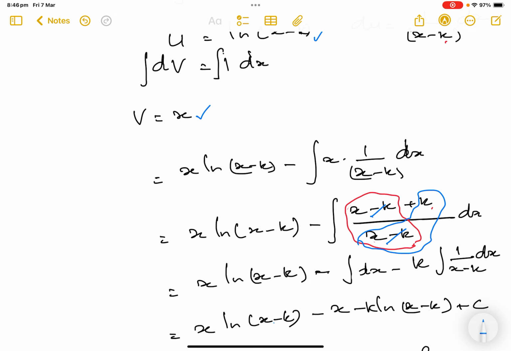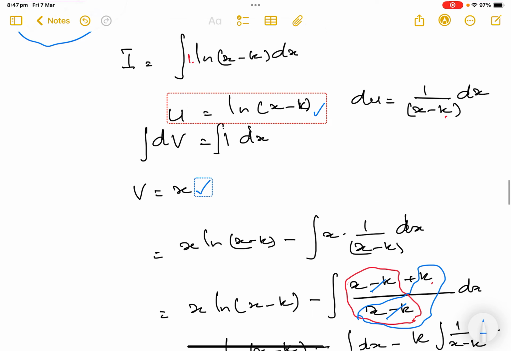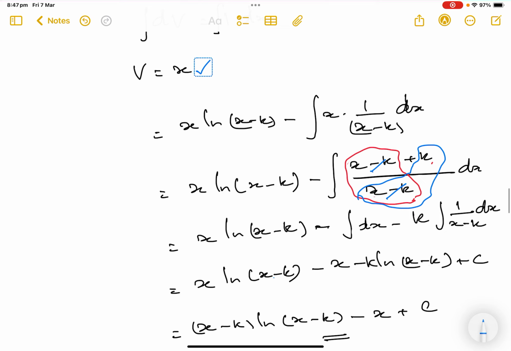Now, the integration by parts formula says u times v, whichever way you want to call it. So I'll put x first: x times ln(x minus k), because of the log there. So v times u minus the integral of v times the differentiation of u. v is x, and du we found here, 1 over (x minus k) dx. Simple. The first part is the same, x ln(x minus k), minus the integral of x over (x minus k).